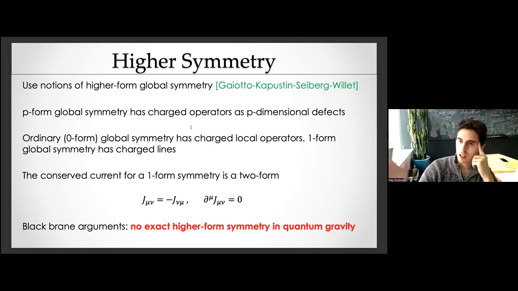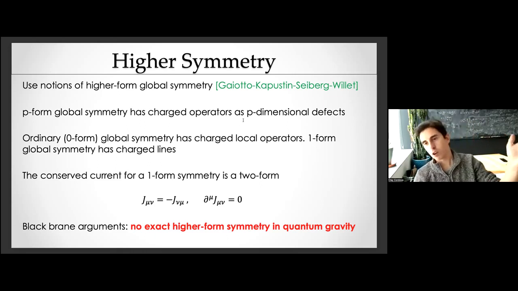So there's this big field now of higher form global symmetry. And what do we need to know for this talk? We don't need to know that much. We need to know that a p-form global symmetry is a kind of symmetry where the charged operators are p-dimensional defects. So zero form is ordinary symmetry with charged point operators. And for us, we'll focus mostly on one form symmetry, which has charged lines.